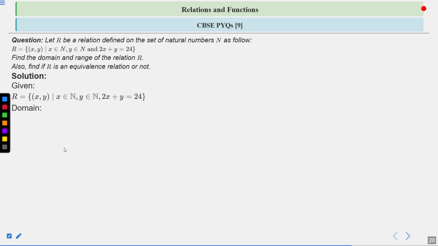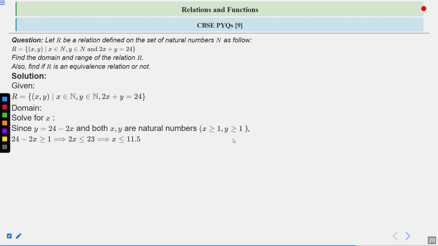So what will be the domain? Let's solve for x. y can be written as 24 minus 2x, right? And both x and y should be natural numbers, that is, x should be greater than or equal to 1 and y should be greater than or equal to 1. Now, since 24 minus 2x should be greater than or equal to 1, 2x should be less than or equal to 23. Therefore, x should be less than or equal to 11.5. X is a natural number, so we can say that x is equal to 1 to 11: 1, 2, 3, 4, 5, 6, 7, 8, 9, 10, 11.